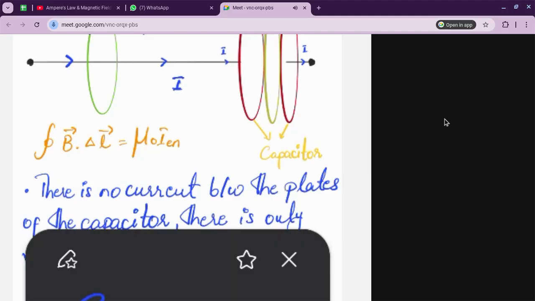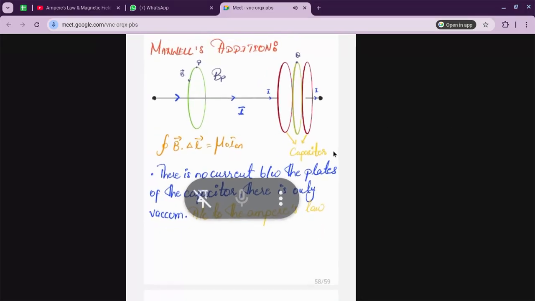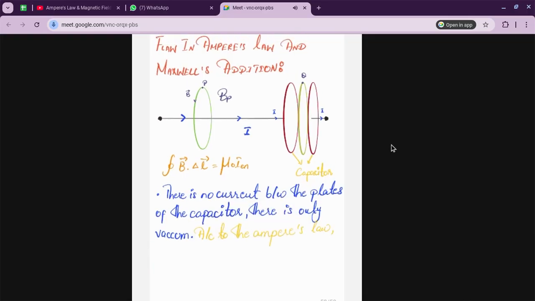So according to Ampere's law, the magnetic field is zero, right? So it means that BQ is zero.